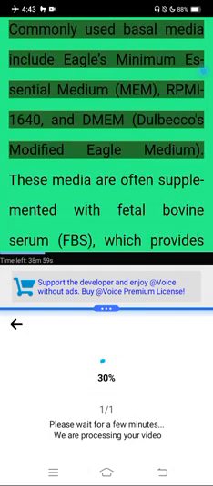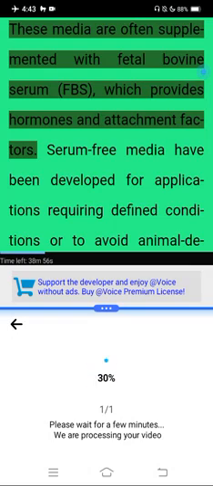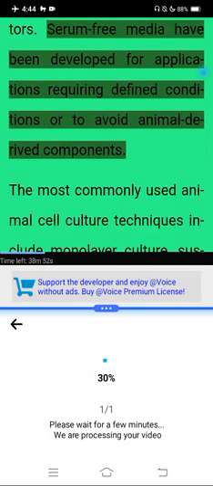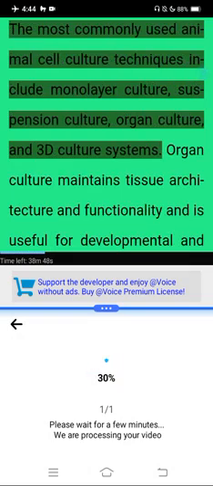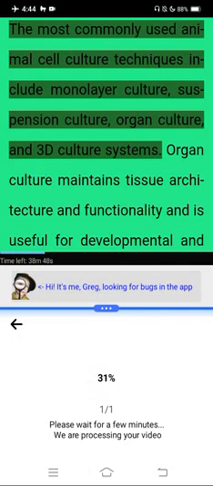Commonly used basal media include Eagle's minimum essential medium (MEM), RPMI 1640, and DMEM (Dulbecco's modified Eagle medium). These media are often supplemented with fetal bovine serum, FBS, which provides hormones and attachment factors. Serum-free media have been developed for applications requiring defined conditions or to avoid animal-derived components. The most commonly used animal cell culture techniques include monolayer culture, suspension culture, organ culture, and 3D culture systems.